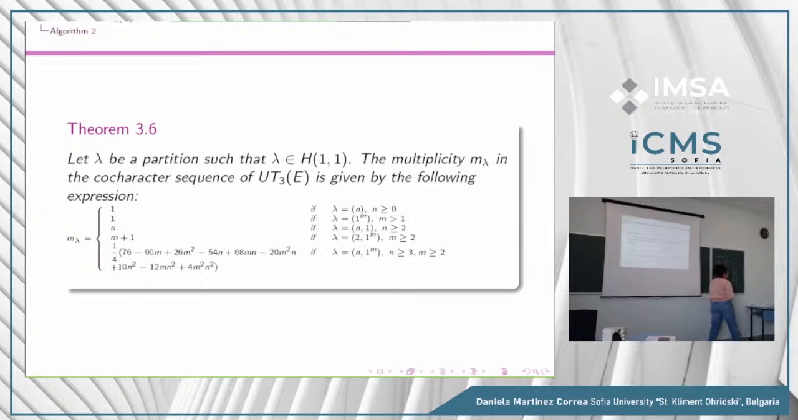Okay? These three shapes, and the multiplicities in lambda are given by this expression.